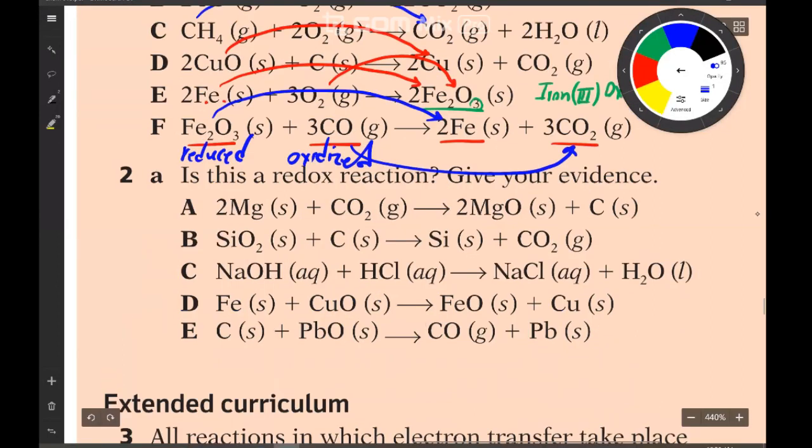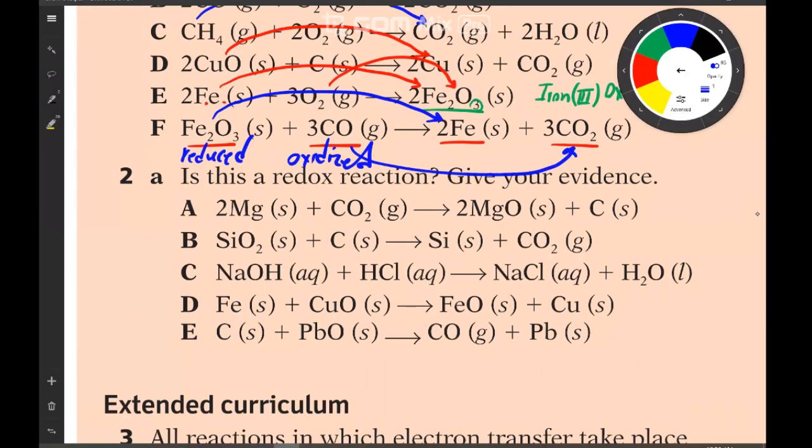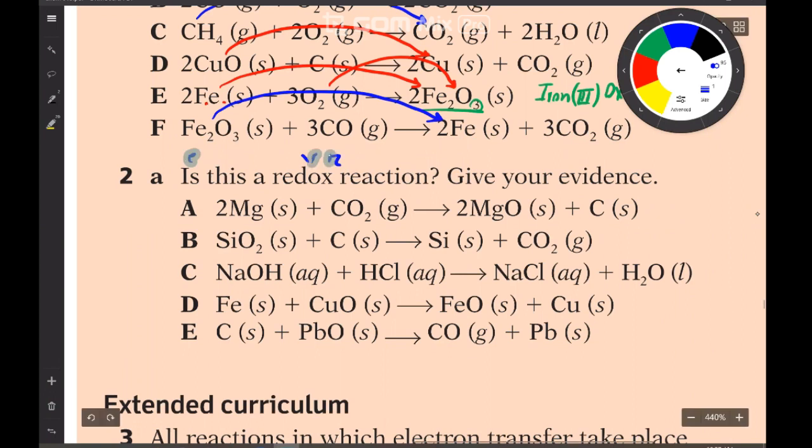Okay, question number 2 says, is this a redox reaction? Give your evidence. Several reactions are given to us and it asks us to identify if each is a redox reaction or not. So you know the properties of the redox reaction: if the oxygen is transferred, if the hydrogen is transferred, and if the electron is transferred, you have an oxidation reduction equation. Otherwise, you don't.